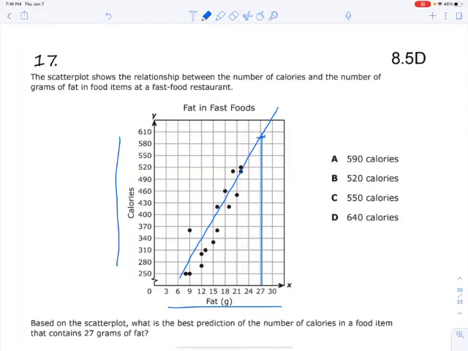So along the 27 is about right in that area. So we've got 580, so it's a little bit above 580. So which one is the best? A. And that's what we're going to talk about next week when we learn about scatter plots, is how do we determine that trend, and how do I actually find the equation for that line that we just drew through the middle of it. Okay, so that's what we're going to be looking at.